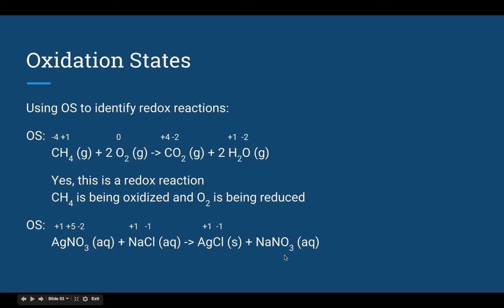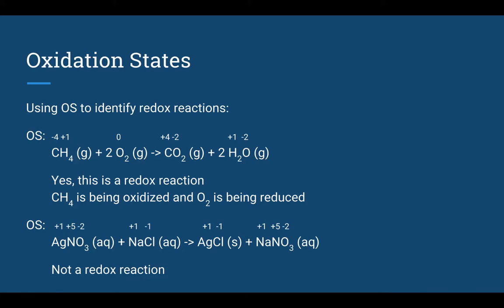Right? So if we look at nitrate again over here, we're going to get the same situation where oxygen's -2 and nitrogen's +5, and sodium's +1 here. So you'll notice here, sodium's +1 here, it's +1 here. Chloride is -1, it's -1. Nitrate has the same oxidation states from the left side to the right side. Silver has the same oxidation states from left to right. So there's no change in oxidation state, so it is not a redox reaction.